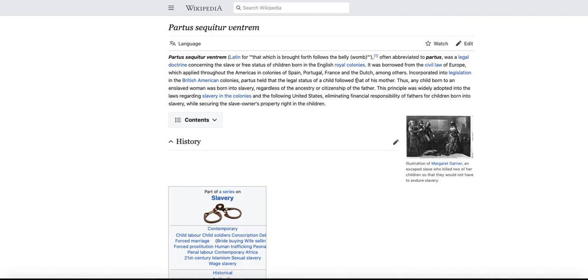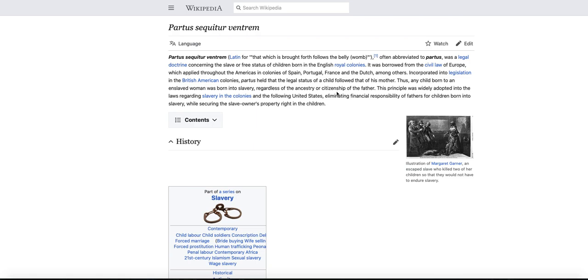Hold on, this principle was widely adopted. Adopted is one that we should look into in the laws regarding slavery in the colonies. And it just so happens that we're talking about royal colonies. So regardless, any of the people here would be born into slavery, regardless if their father is a citizen or has a different ancestry. Doesn't matter if he is a royal king, possibly, is what we're talking about. The child will still be his property.